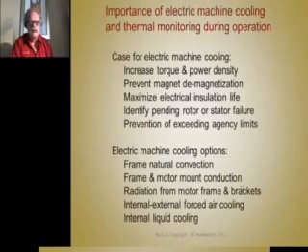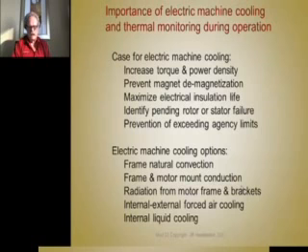The importance of thermal analysis of electric machines can't be overemphasized, and the modeling or monitoring of the temperature condition while it's operating. If you take control of the cooling of the machine, you can increase the torque and power density. You can prevent magnet demagnetization. You can maximize insulation life and identify even pending rotor and stator failures, and you can make sure that your motors comply with agency limits and that they don't exceed agency thermal limits.